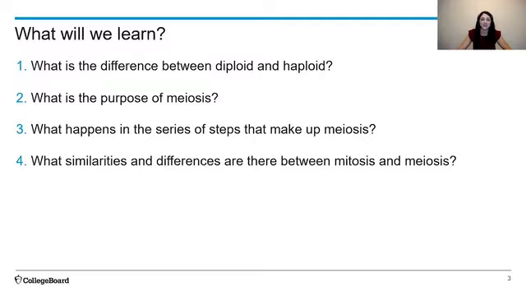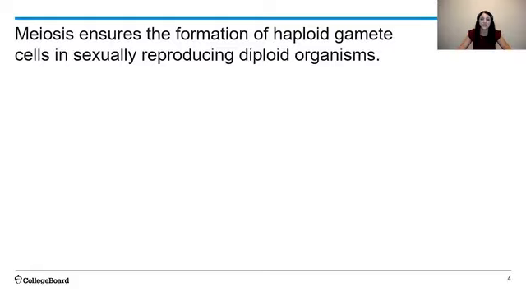What will we learn in this video? We'll learn the difference between diploid and haploid, the purpose of meiosis, the steps that make up meiosis, and what similarities and differences there are between mitosis and meiosis. Meiosis ensures the formation of haploid gamete cells in sexually reproducing diploid organisms.